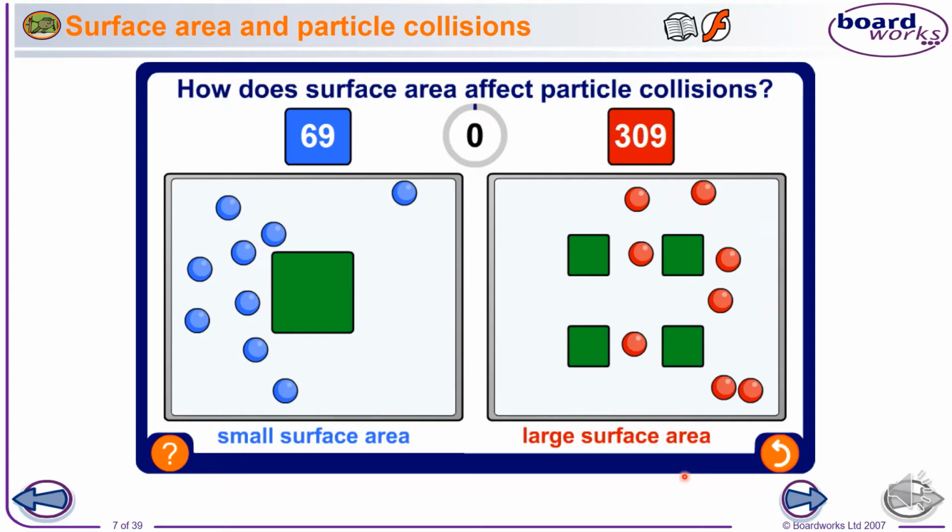So as I press play, what we can see is that the particles are colliding randomly in all directions, and that we have more collisions happening in the same time than we do on the left hand side. And the only thing that is different is the surface area of the substance. We can see that there is a vastly increased number of collisions, 309 to 69, when we compare the larger surface area to the small surface area.